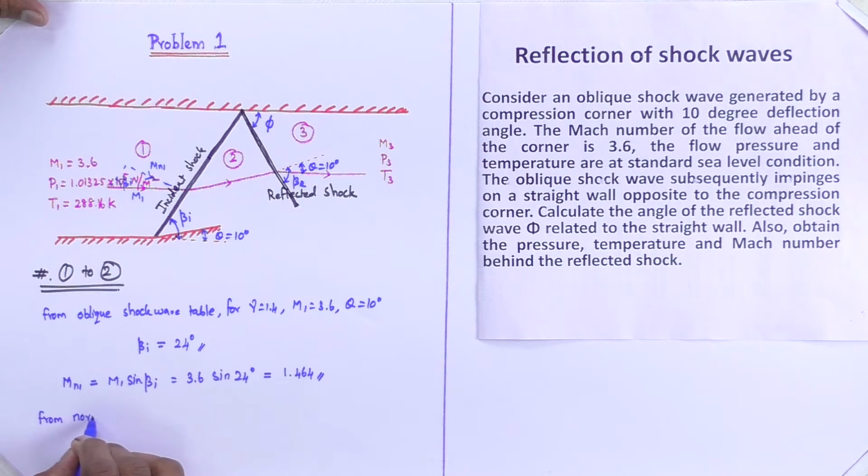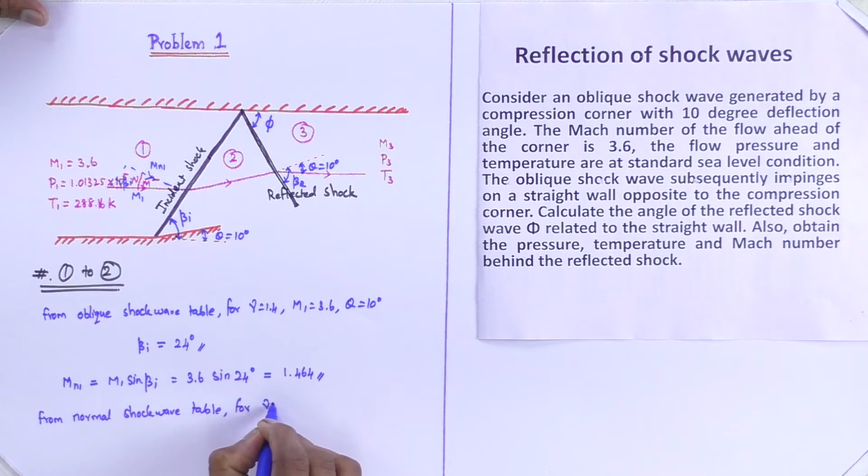Then we have to refer to the normal shock wave table. From the normal shock wave table, for gamma equal to 1.4 and Mn1 equal to 1.464, the corresponding value of M2n with respect to the incident shock is 0.7157. Then P2 by P1 is 2.32 and T2 by T1 is 1.294.